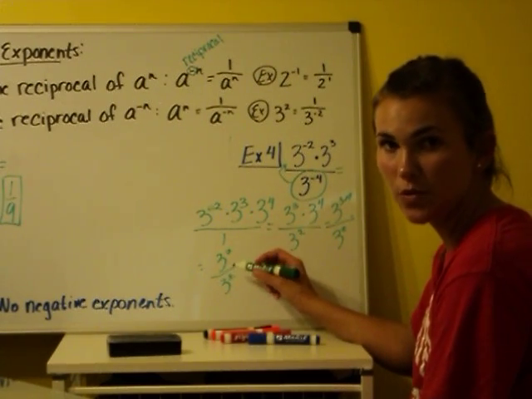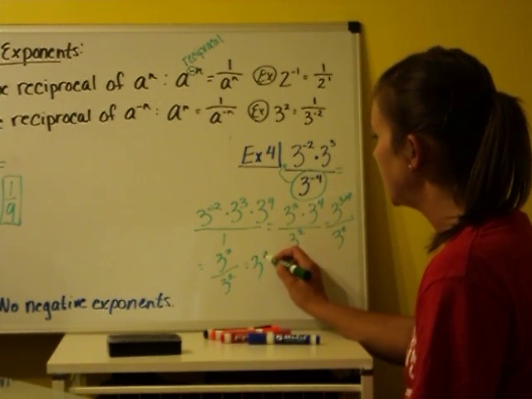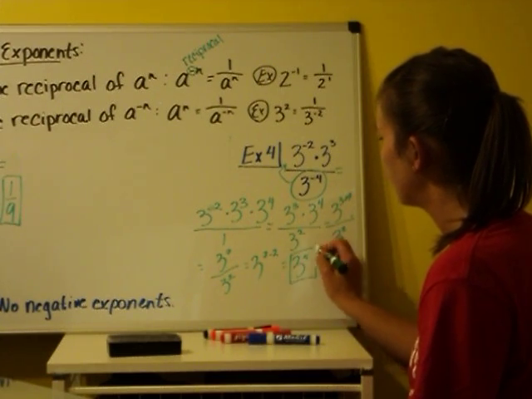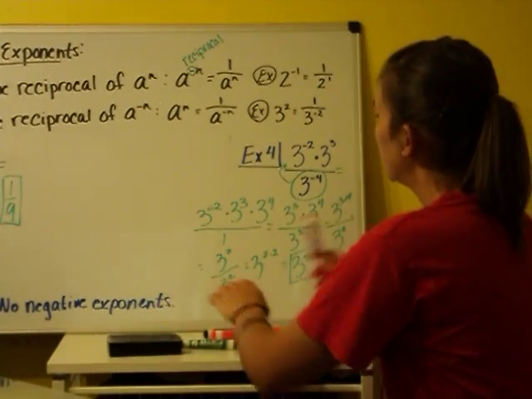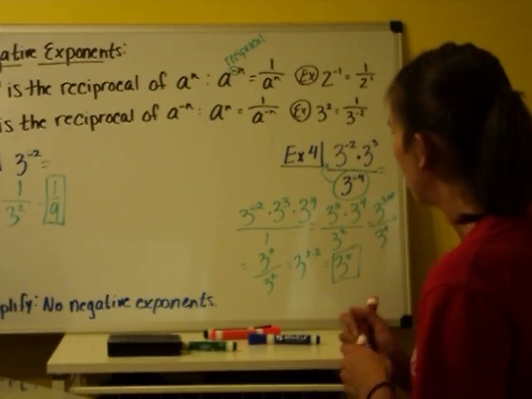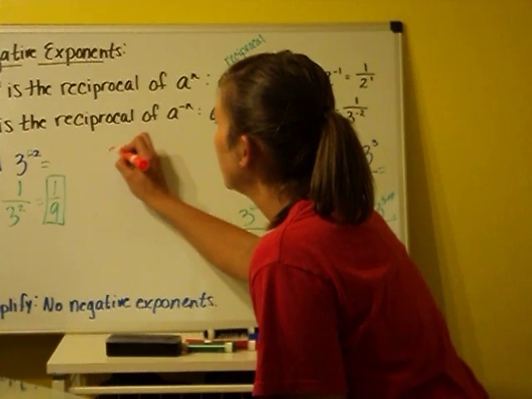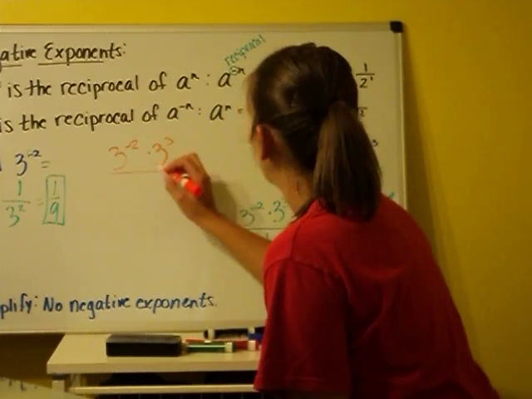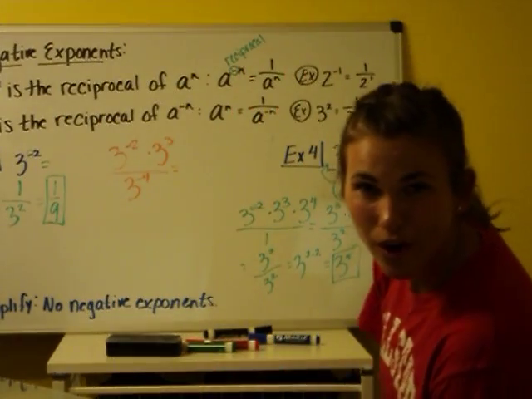Now I'm dividing things with the same base, which means I can subtract the exponents. So that gives me 3 to the 7 minus 2 power, which is 3 to the 5th. Okay? That is way number 1 to do that problem. Way number 2 would be to just go ahead and jump right into your exponent properties. Okay, so if we have the same problem, so we have 3 to the negative 2 times 3 cubed all over 3 to the negative 4. Okay, we can just jump into our exponent properties here.